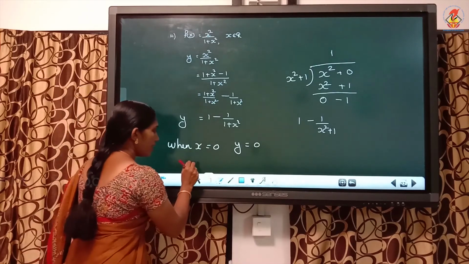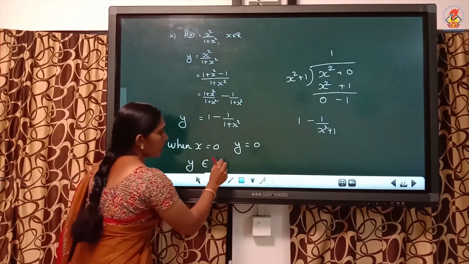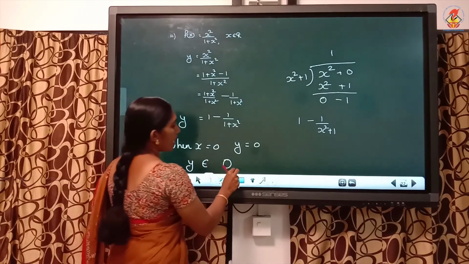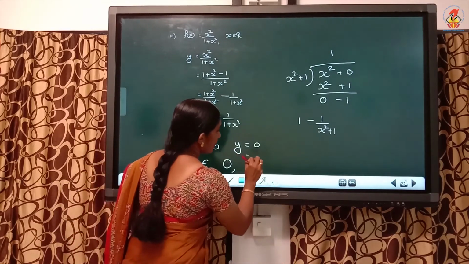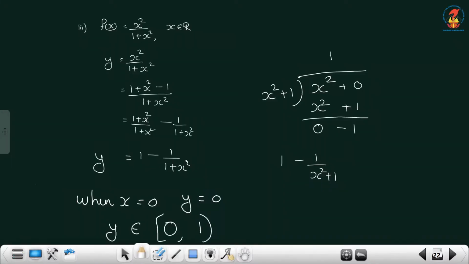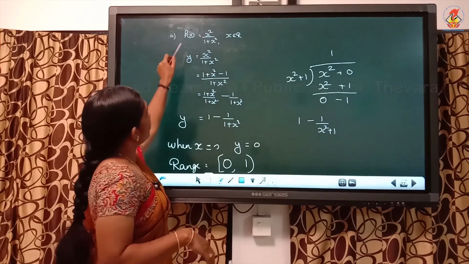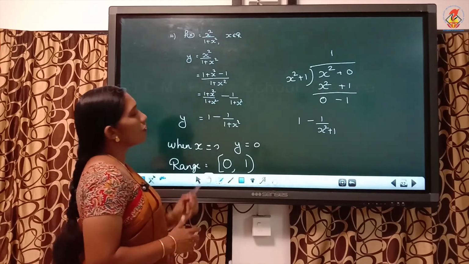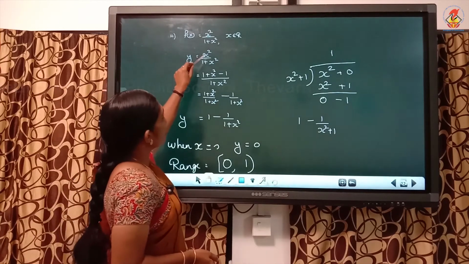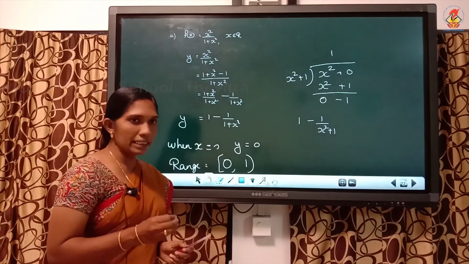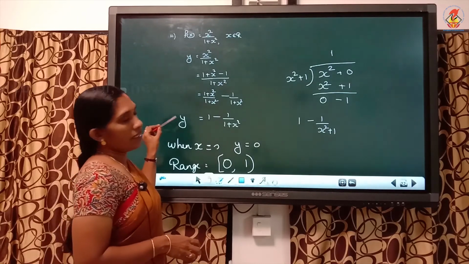So y belongs to which interval? 0 you will get, and maximum 1 you won't get. 1 is open, 0 is closed. So this is the range of the function. So first I simplify this. Otherwise, usually what we do is write f of x as y, then after that you have to find x. But here x square, 2 x squares are there, so it will be a little difficult. That's why I write like this. This is the simplest form.